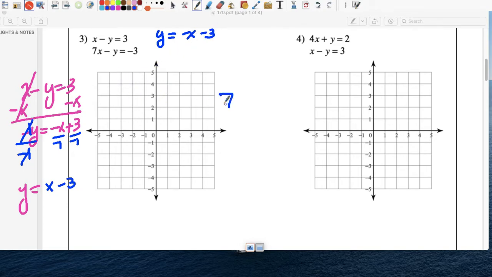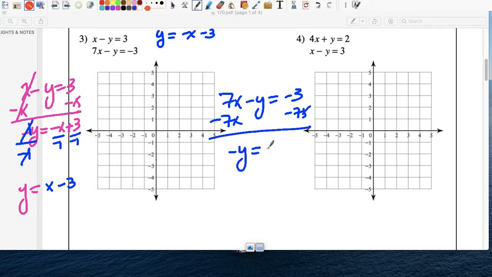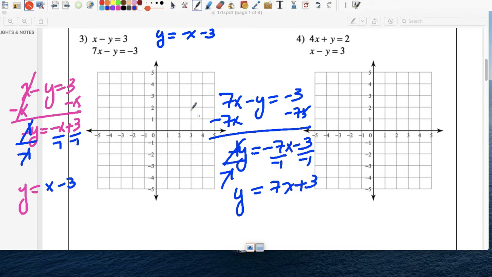Our second equation is 7x minus y equals -3. Again, minus 7x on both sides. We get -y equals -7x minus 3. Again, don't forget there's a 1 there, so divide everything by -1. So we finally get a positive y, positive 7x, and positive 3, because negative and negative is positive. So the second equation now looks like this. Let me erase all this.